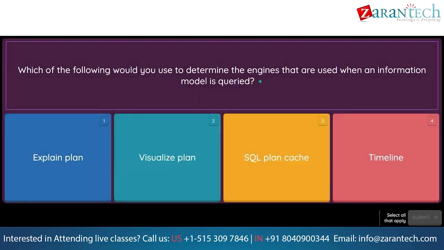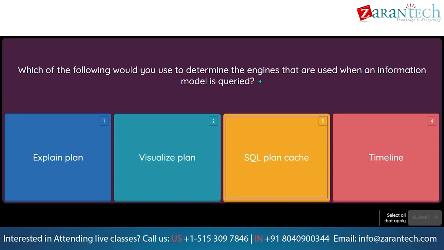Question: Which of the following would you use to determine the engines that are used when an information model is queried? Option 1 Explain Plan. Option 2 Visualize Plan. Option 3 SQL Plan Cache. Option 4 Timeline.